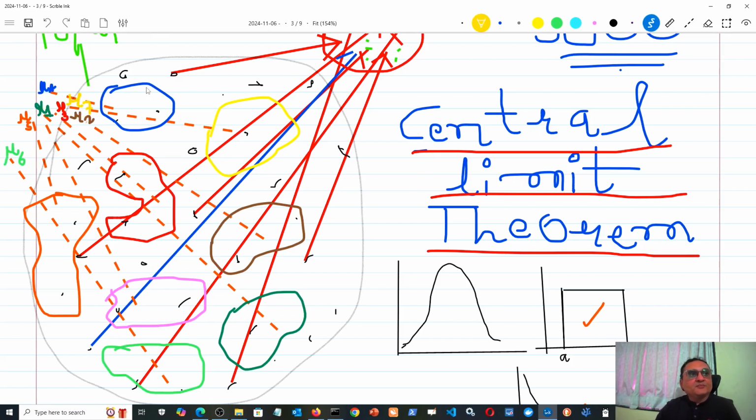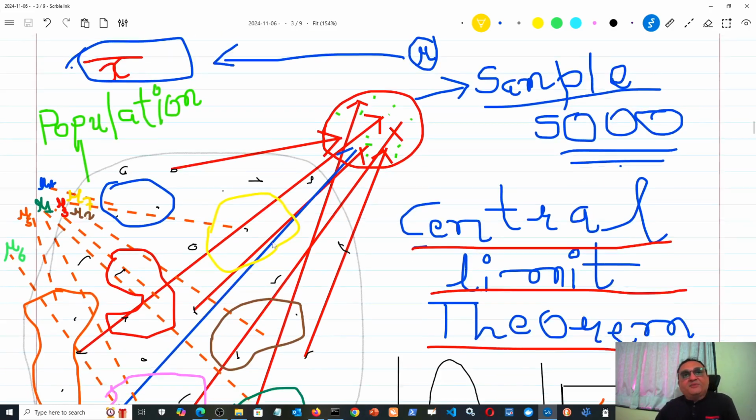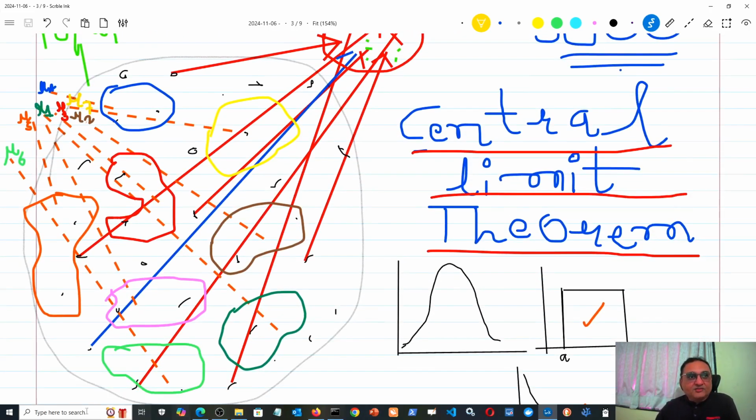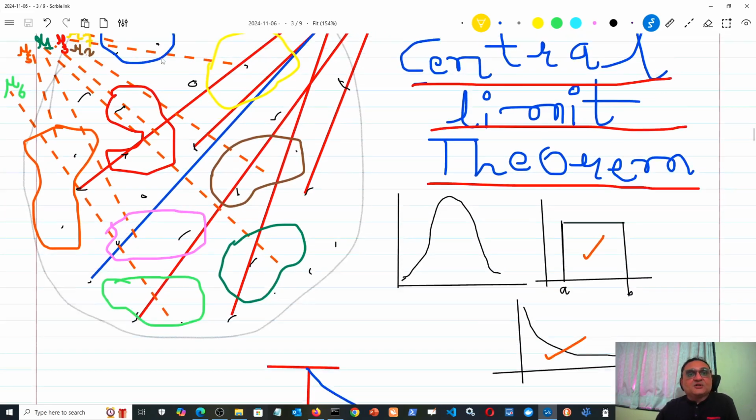Okay, so now you can see the blue sample, its mean is mu4; the red sample, its mean is mu3; the green sample, its mean is mu1; the orange sample, its mean is mu5; this fluorescent green sample, its mean is mu6; this yellow sample, its mean is mu7, and so on. So what I am doing is taking a large number of different samples from my population and finding the means of all the samples. Now clearly these means will not be the same, so mu1 is not equal to mu2, is not equal to mu3, is not equal to mu4, correct?